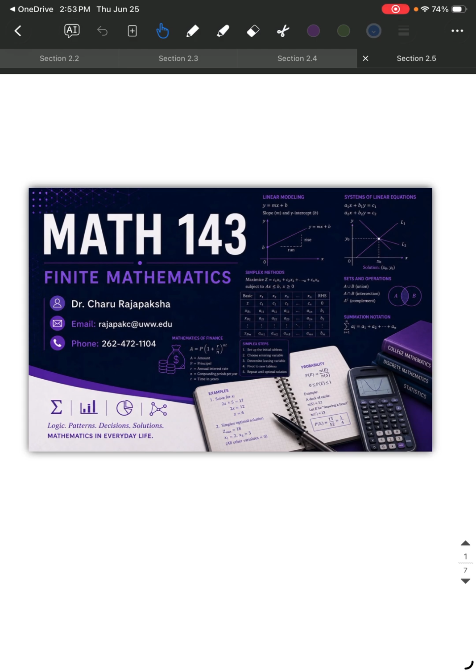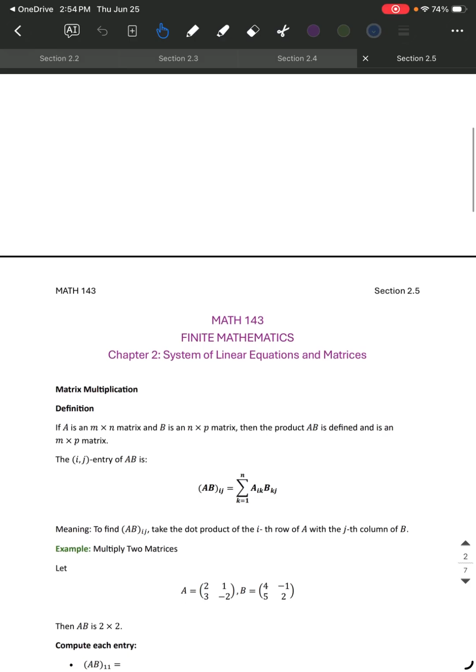By the end of this lesson, you should be able to determine whether two matrices can be multiplied, multiply two matrices, explain why matrix multiplication is not commutative, understand the associative and distributive laws, identify the identity matrix, and write a system of equations in matrix form. Okay, let's begin.